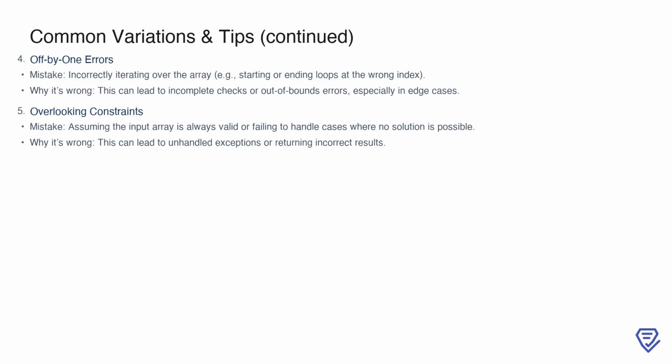Off by one errors are another frequent issue. These occur when loops start or end at the wrong index, which can lead to incomplete checks or even out-of-bounds errors. This is especially problematic in edge cases where there's little room for error. Another mistake is overlooking constraints. It's critical to consider whether the input array adheres to all the given requirements and to handle cases where no solution is possible. For example, assuming the array is always valid or neglecting to account for edge scenarios can lead to unhandled exceptions or incorrect results. To avoid these pitfalls, always take a moment to carefully validate and plan your approach before diving into the implementation.